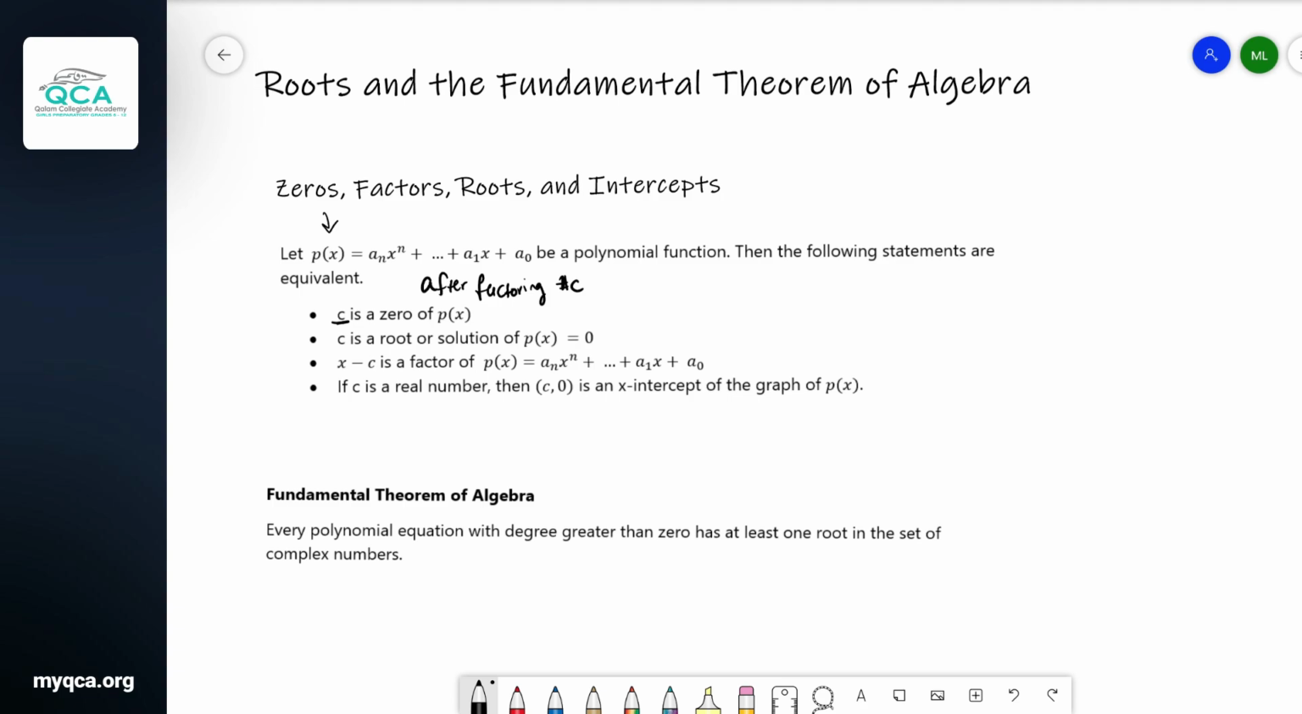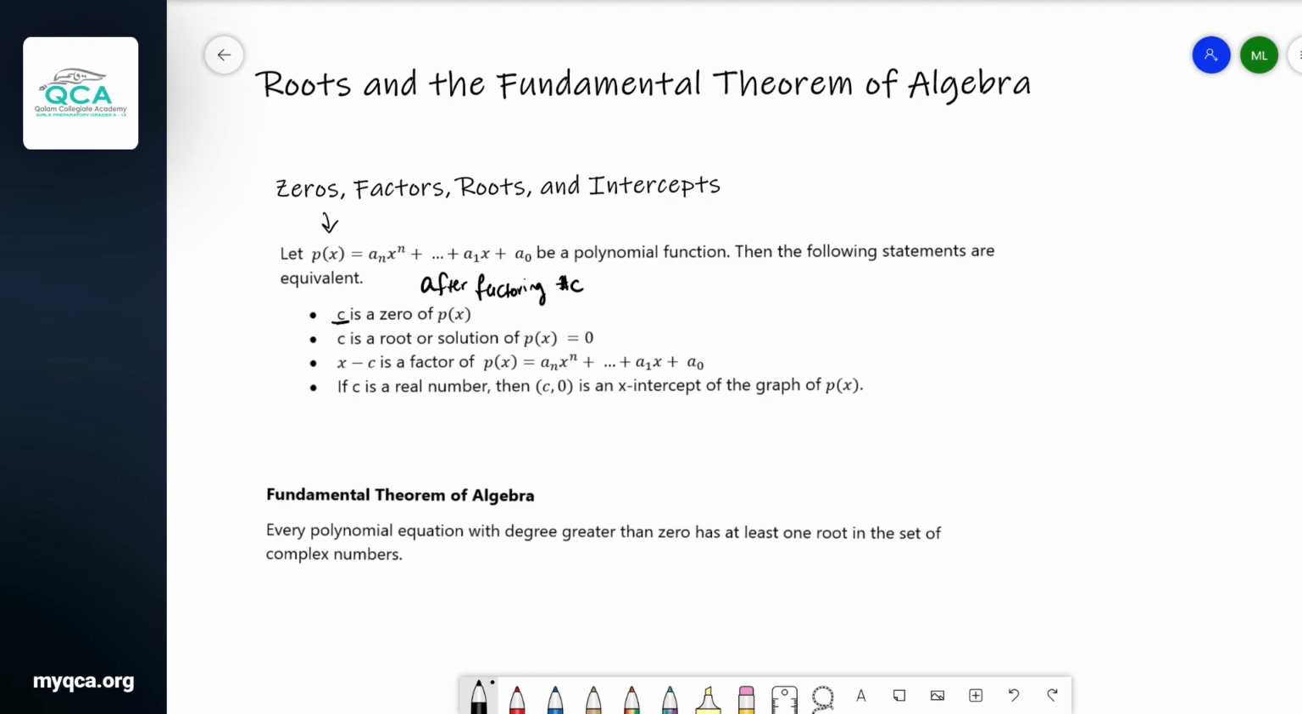So if it's a 0, then what was the other word for it? Root. Let's just start with the root for now. So if it's a 0, it's also a root, meaning that it is a solution when it's equal to 0, which is what I just said. So it's a 0 of it.